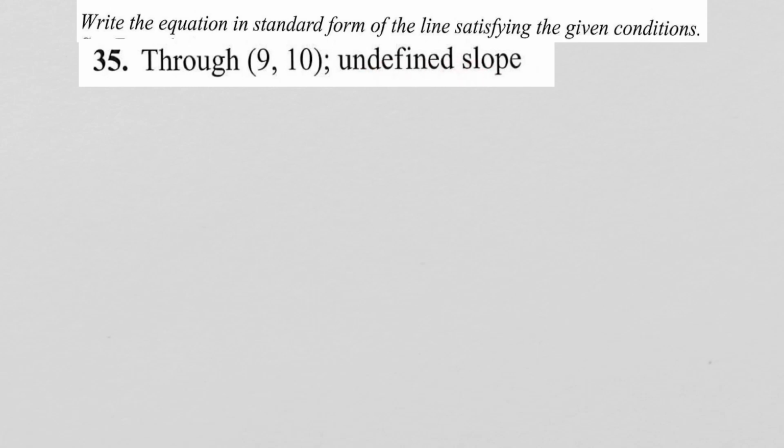Okay, undefined slopes are vertical lines. Vertical lines are always in the form x equals. And so now we just need to look for the x value. It's 9, so that's it. x equals 9. We're done.